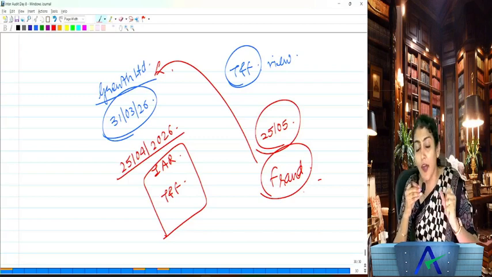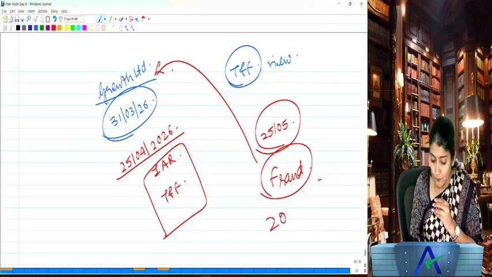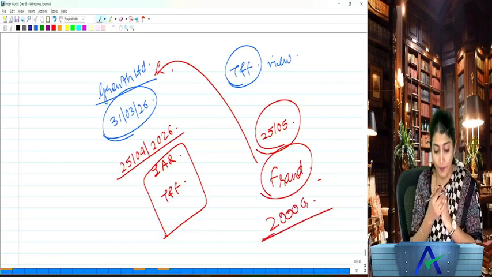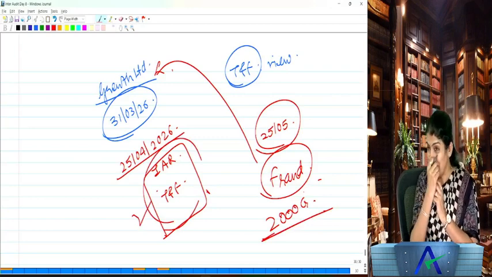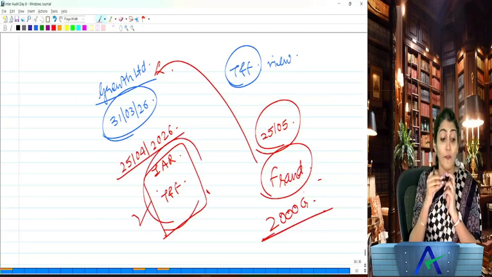Auditor, what did you do, how did you say true and fair, there was a fraud in the company, what did you do, on what basis are you saying true and fair? Can they catch the collar of the auditor?